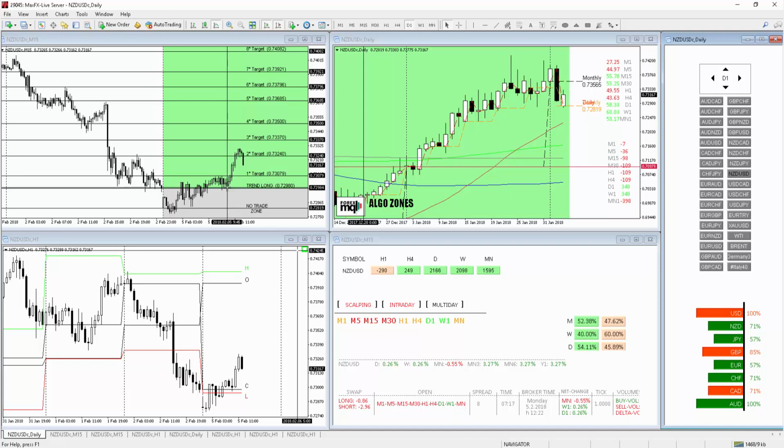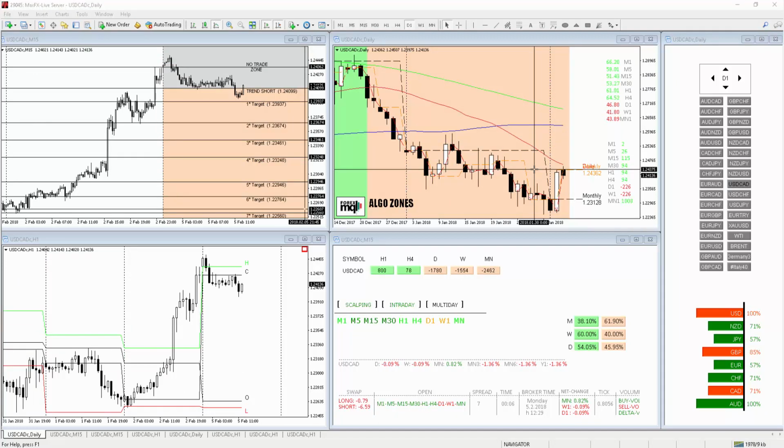Should the market remain above 0.7298 with a 71% long New Zealand dollar against a confluent US dollar, we may have a continuation to the upside in direction of the monthly opening at 0.7356.